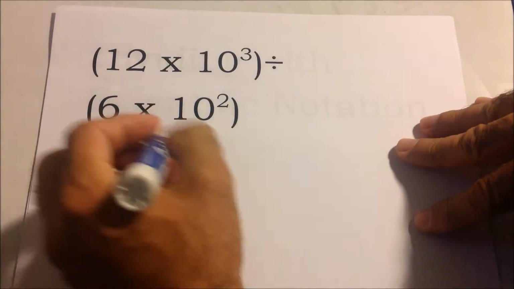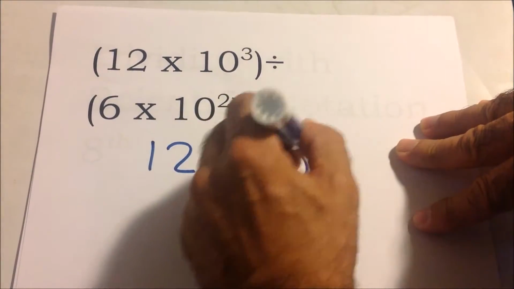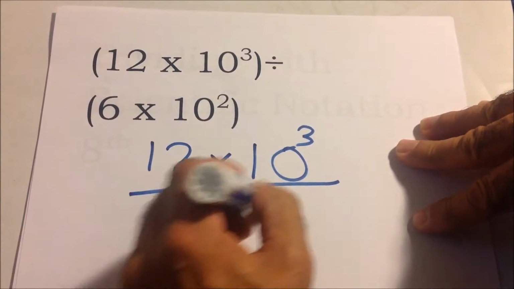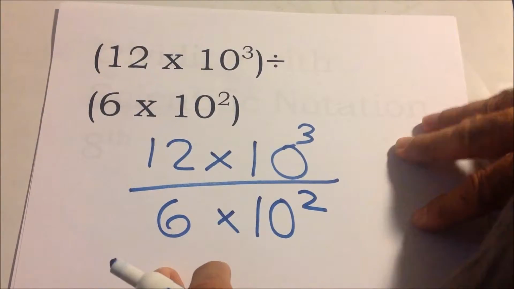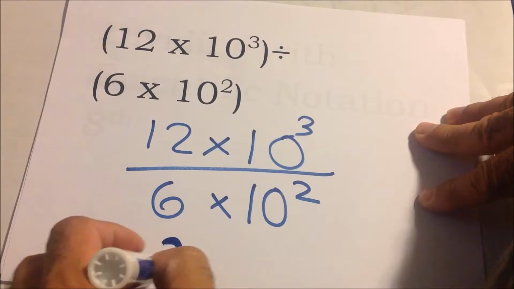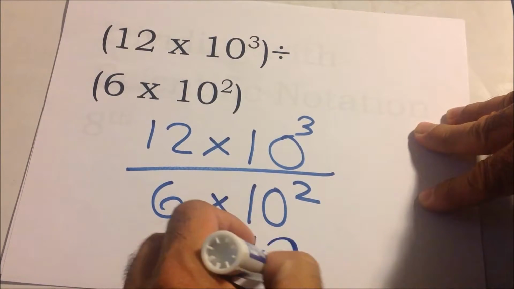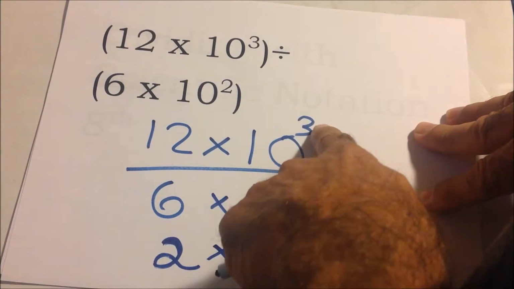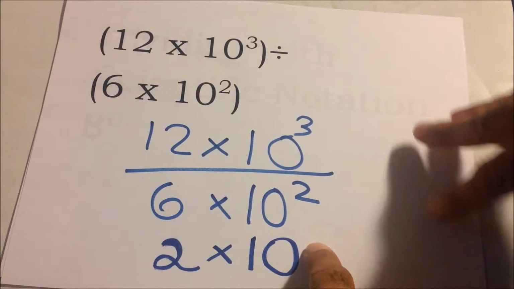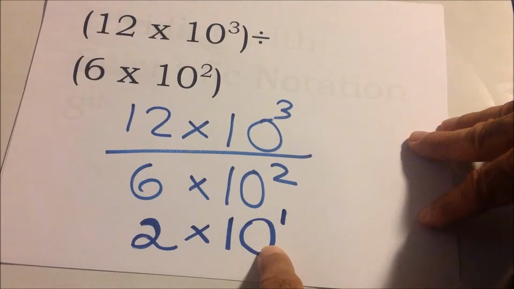So we can do it like this. We can say 12 times 10 to the third, make it like a fraction. And you can divide the integers. 12 divided by 6 is 2. So you have a 2 there. We're going to keep the same base. Remember the law of exponents, same base, and subtract. 3 minus 2 is 1. And you don't have to put the 1 there. If you want, you can. It's the same thing. So it's 2 times 10 to the first power.